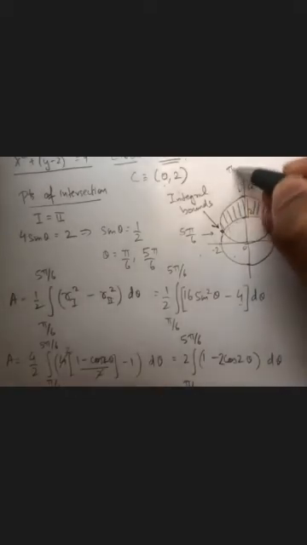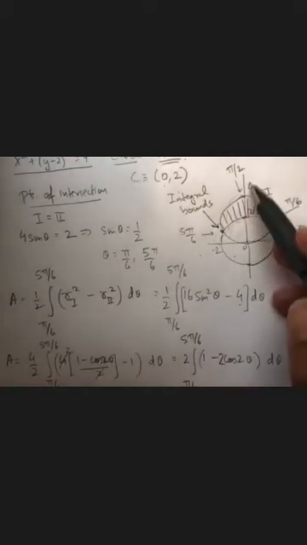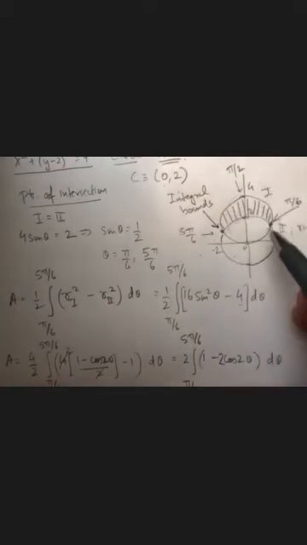From the symmetry of the curve, you can change the bound to pi over 2 and multiply this part by 2. So you can take the integration from 0 to pi over 2 and then multiply by 2, because the symmetry is like that. So you can integrate up till here and then multiply by 2.